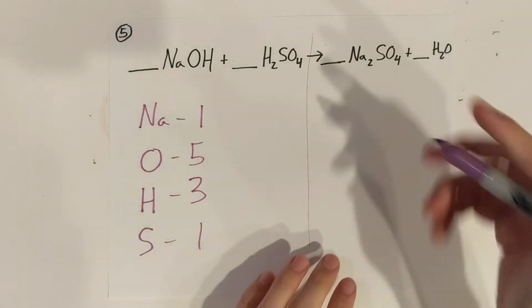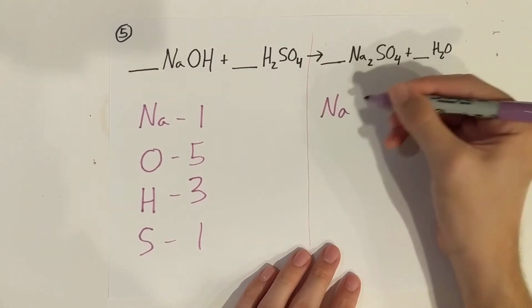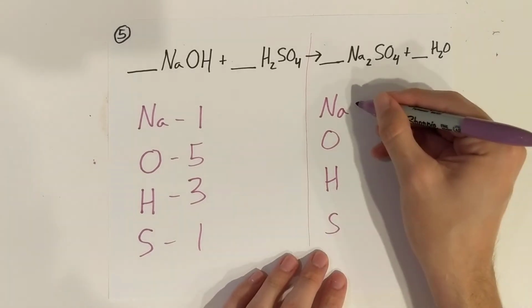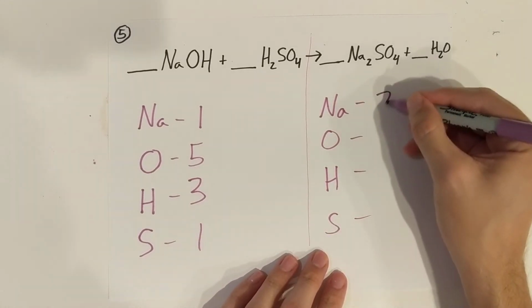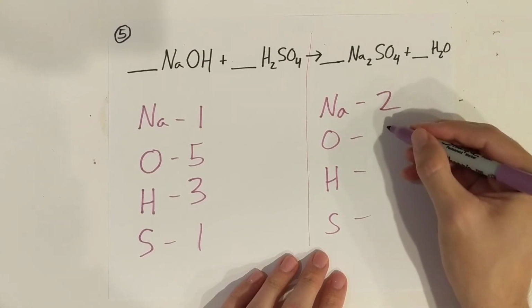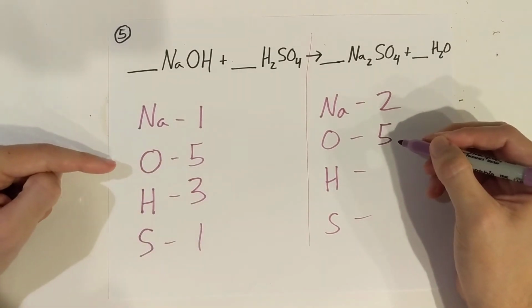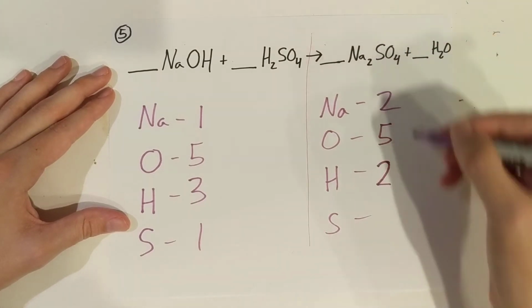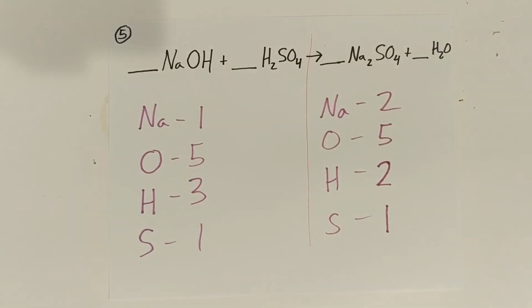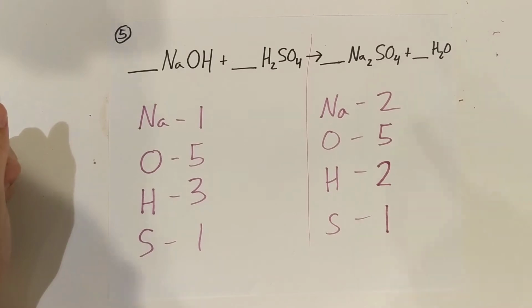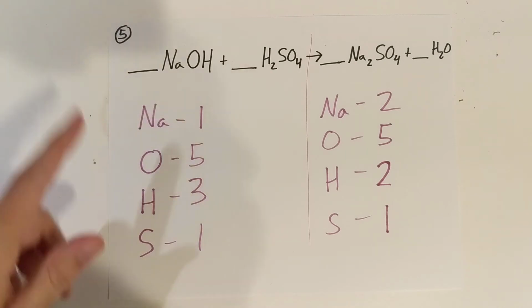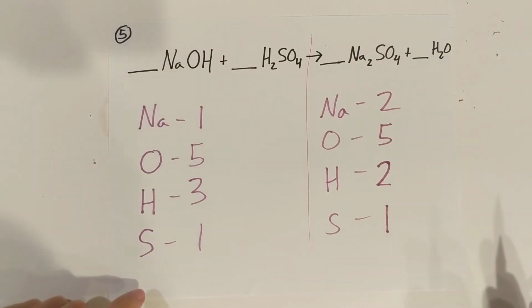Let's see what we got in our product side. Two sodium, 1, 2, 3, 4, 5. 5 oxygen. Excellent. So that's balanced. At least one's balanced. 2 hydrogen from the water and 1 sulfur. All right, so let's balance out. I mean, we could start anywhere we want, but let's start with sodium just because that looks like it might be easier. We'll see.